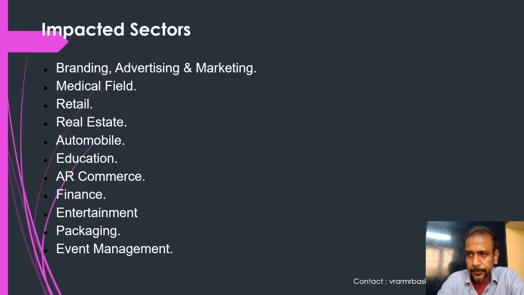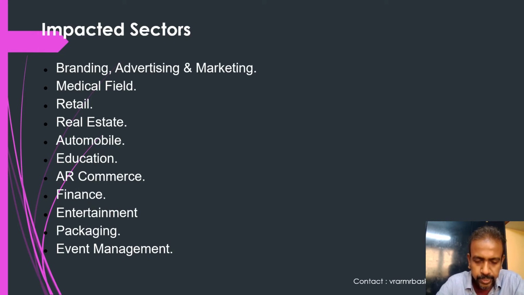You provide brochures with a QR code. Consumers can scan the QR code, and with augmented reality, the consumer can see 3D visuals of the product. You can also provide augmented reality games, so that the consumer becomes aware of the product in a more detailed way than with brochures. This is where branding, advertising, and marketing come into the picture.